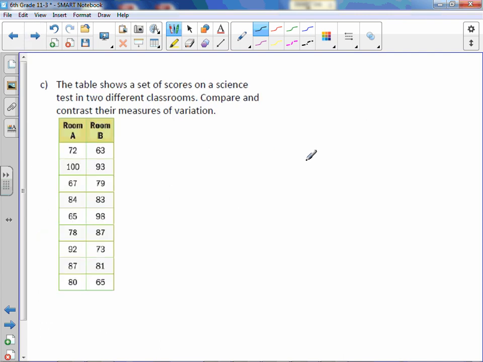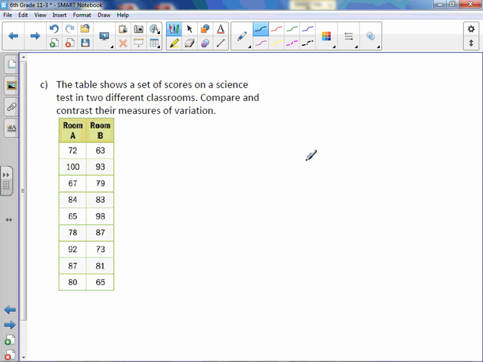Now, for letters C and D, you're going to need a lot of space, so try and write as small as you can. That's legible. The table shows a set of scores on a science test in two different classrooms. Compare and contrast their measures of variation. The first thing we need to do is find their measures of variation for each set of data. So let's go ahead and order our data from least to greatest.